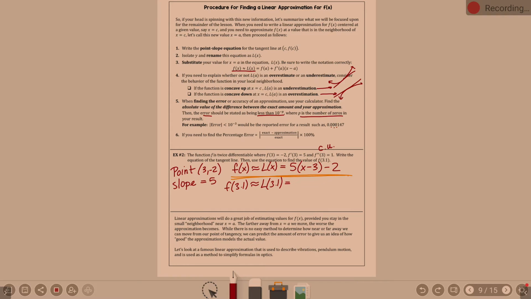So when I plug in 3.1: 5 times 3.1 minus 3, minus 2. If you leave it in this form, it's not too bad to do without a calculator for this part. 3.1 minus 3 is 0.1, times 5 is 0.5, and then 0.5 minus 2 is negative 1.5. So the approximate value of f of 3.1 is negative 1.5. It's not a precise value. It's an approximate value because it is our linear approximation. And you could leave that L of 3.1 in there too if you wanted to.